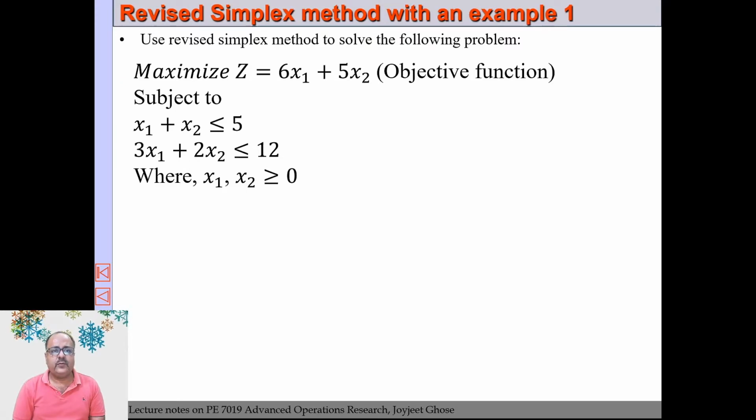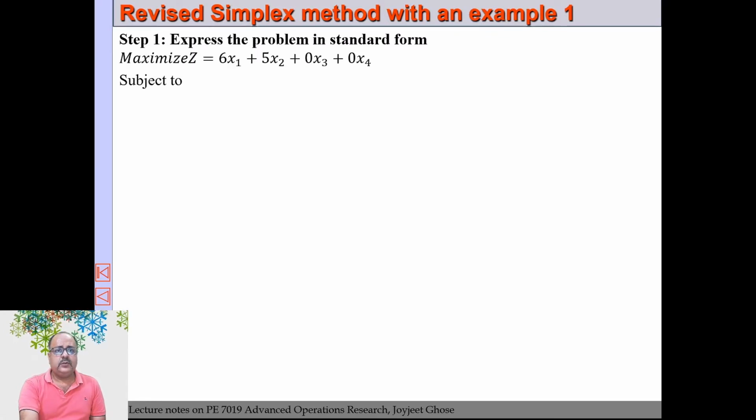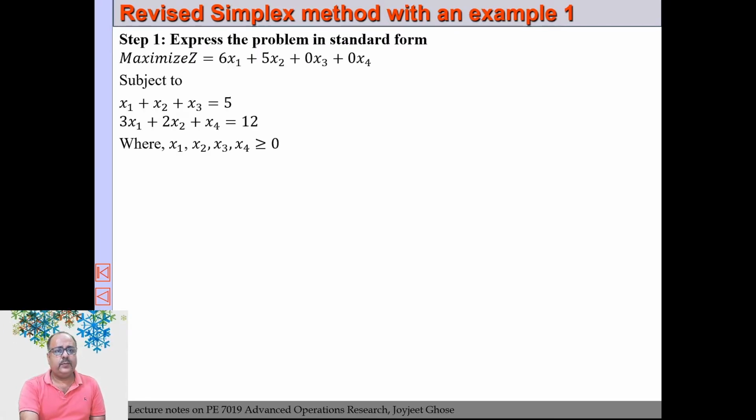where we maximize a function z equal to 6x1 plus 5x2, which is the objective function, subject to two constraints: x1 plus x2 less than or equal to 5 and 3x1 plus 2x2 less than or equal to 12, and x1 and x2 greater than or equal to 0. So we'll write the canonical form of this equation. So this is the canonical form of this equation.